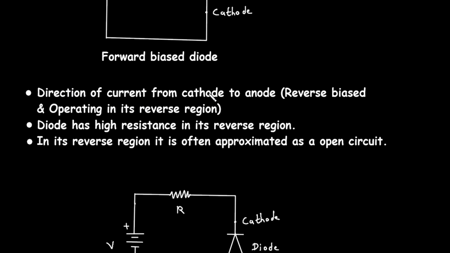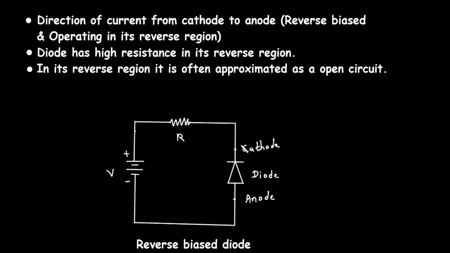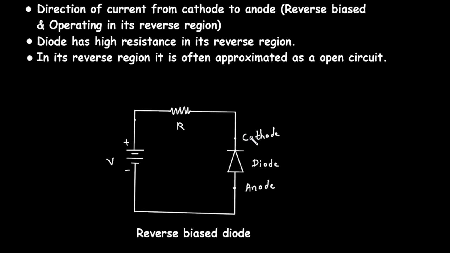Direction of current from cathode to anode, reverse bias and operating in its reverse region. So now we will see what is reverse bias. So here we can see this circuit indicates the reverse bias. When we connect positive terminal of battery to cathode and negative terminal of battery to anode. Here the diode will block the flow of current because current flows from positive terminal of battery to negative terminal of battery, but here the diode is connected in reverse bias, so it will block the current.